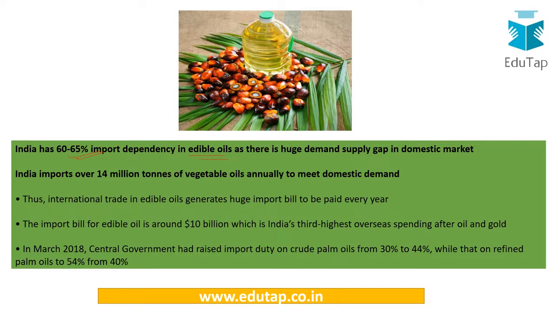Secondly, let me tell you, the import bill for edible oil is around $10 billion. That becomes the highest after oil and gold. So you get to know that India is the highest importer of oil, that is oil and petroleum. Secondly, we import gold, as gold is used a lot by domestic households. And thirdly, it is the $10 billion import bill for edible oil. So these are the three important things which are imported in India.